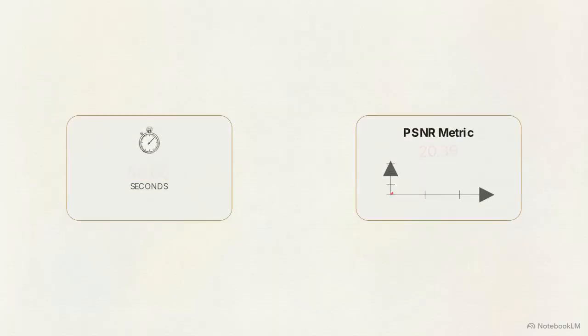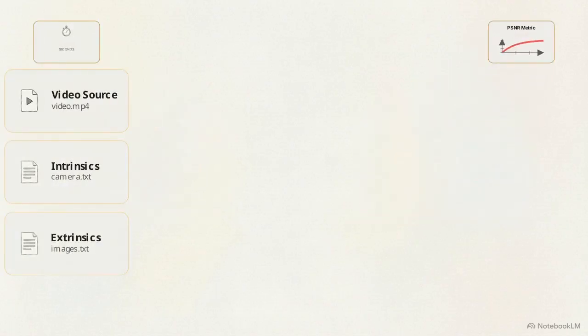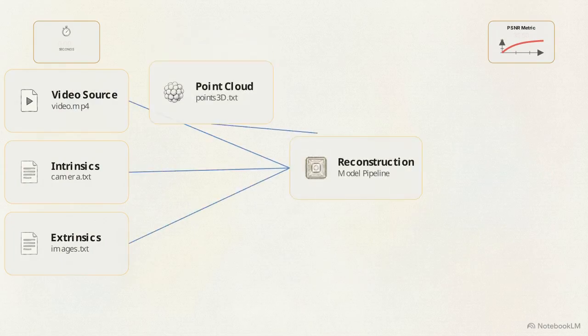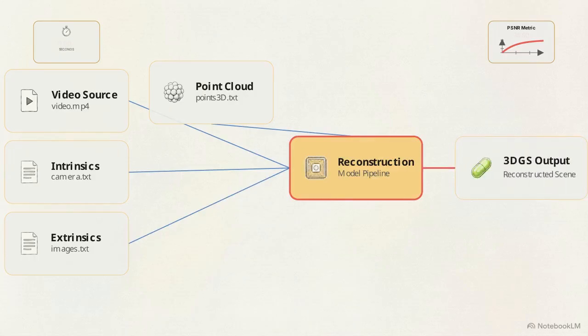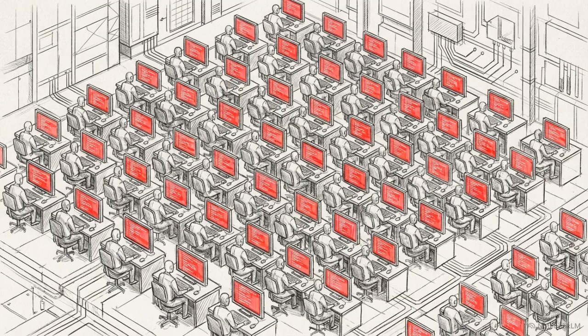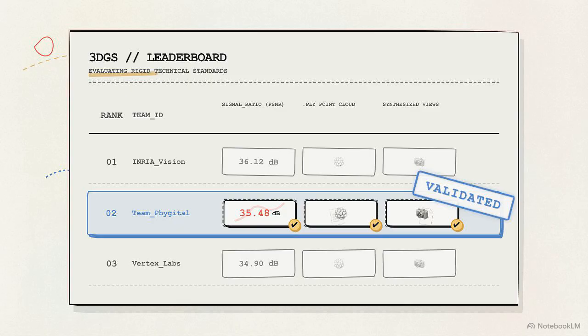Competitors have exactly 60 seconds to reconstruct a complete 3D scene, measured by peak signal-to-noise ratio. They must parse 3 rigid files, a video, camera parameters, and pose matrices, then integrate point cloud data and map frames to microsecond timestamps. Training the world's engineering talent to master these specific file formats ensures the global workforce is building for a proprietary architecture. To even land on the leaderboard, a team must output the exact calculated signal ratio, a properly formatted point cloud file, and the synthesized views.